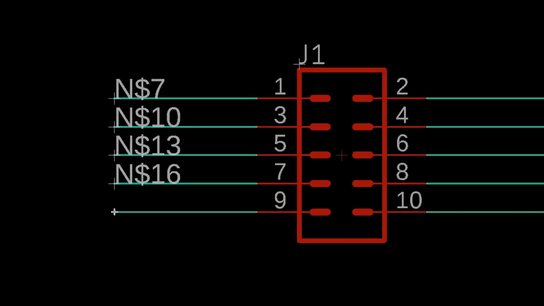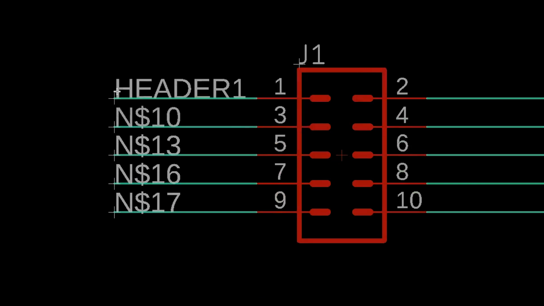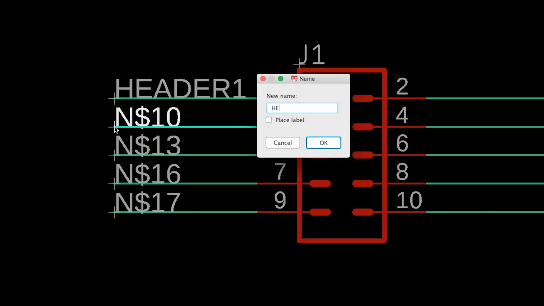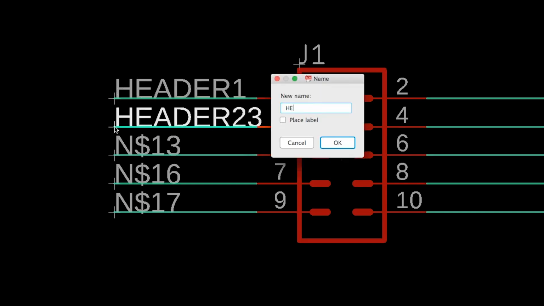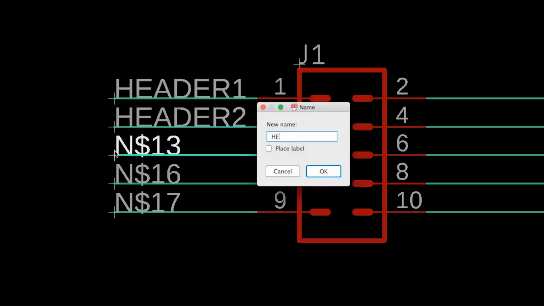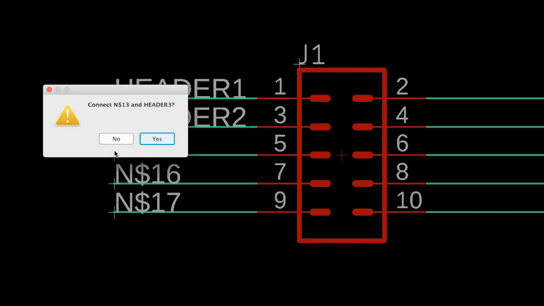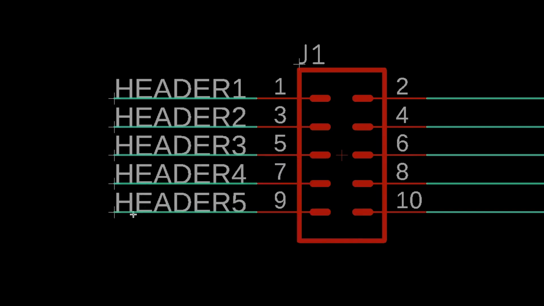1, 2, 3, 4, 5. And we're going to do the same thing. Header 1. Header 2. Ah, that's header 23. Header 2. Yep. Header 3. I'm losing steam. Header 4. And header 5. Excellent. So now the other 5 pins on here are going to be a little bit different.